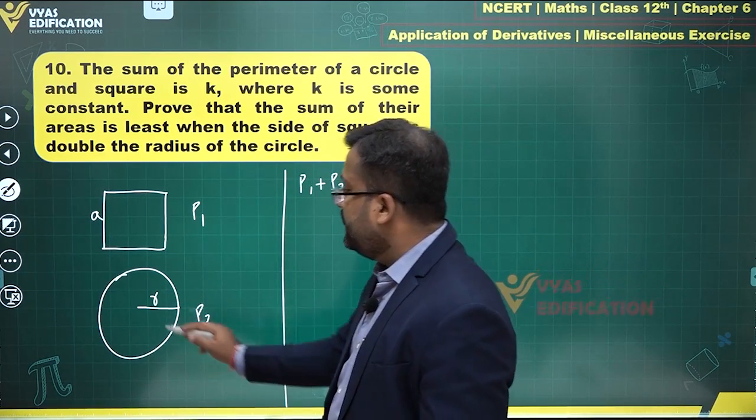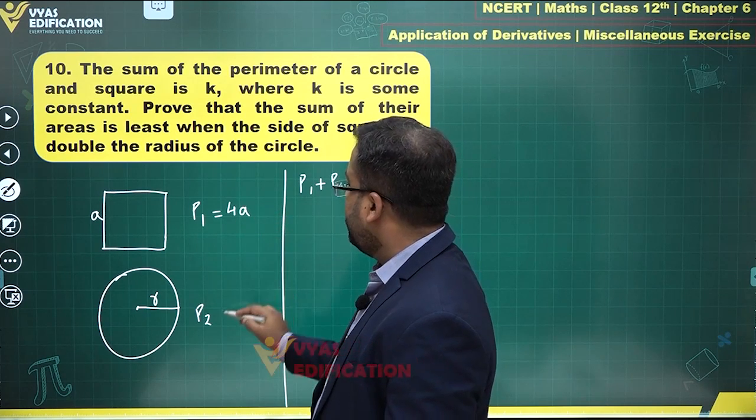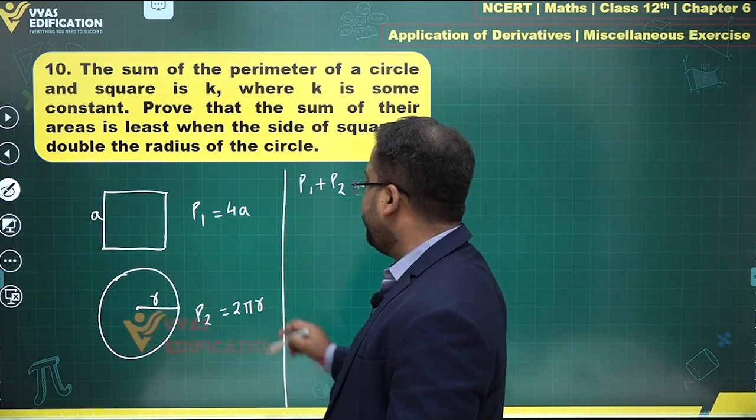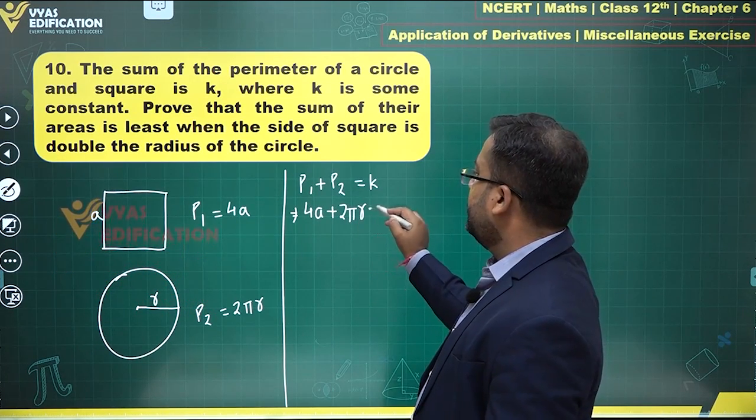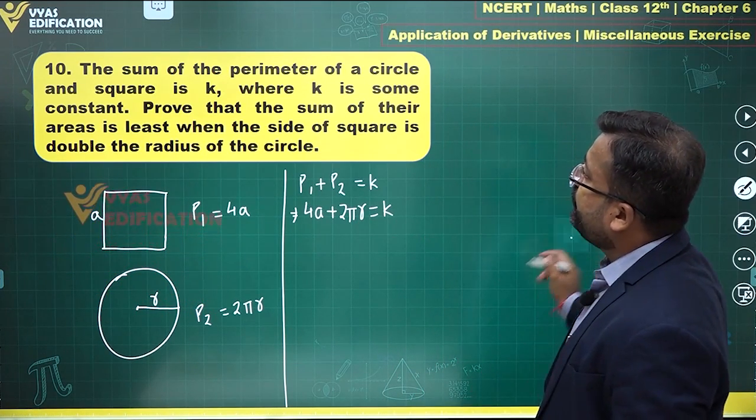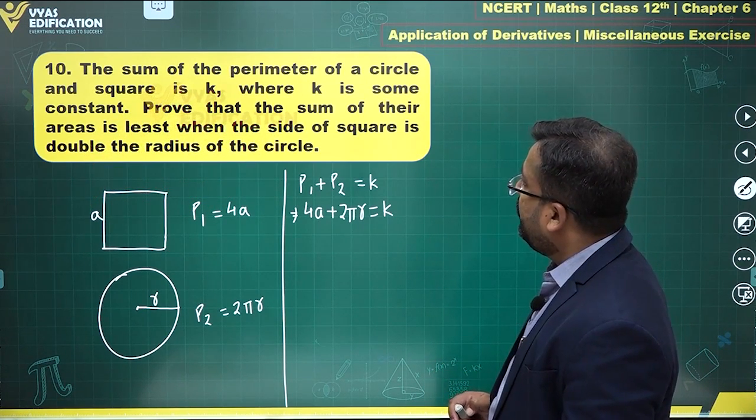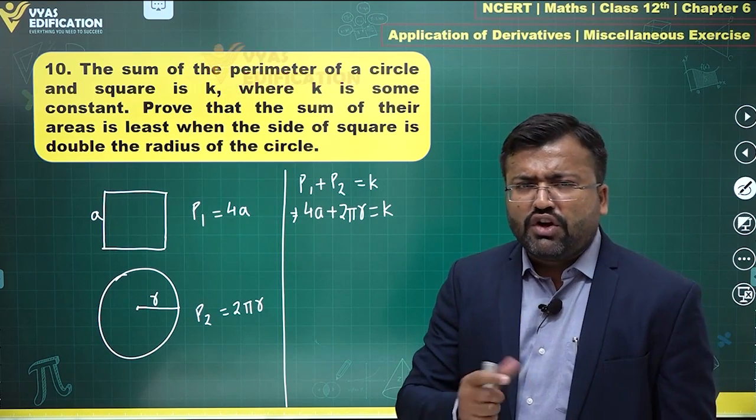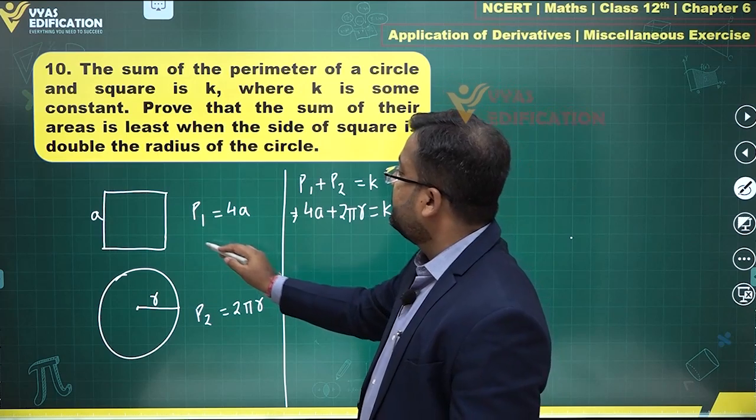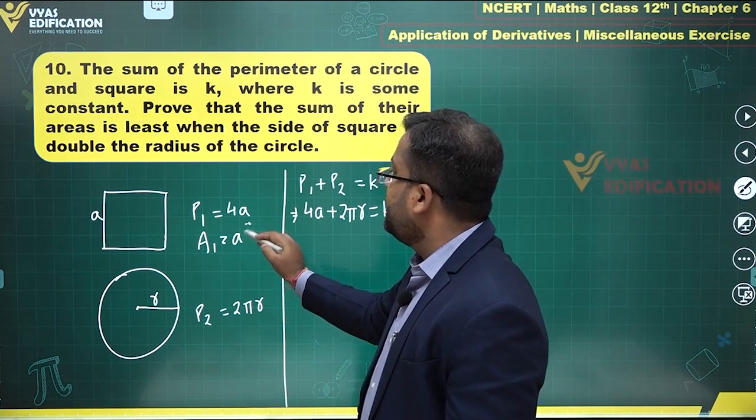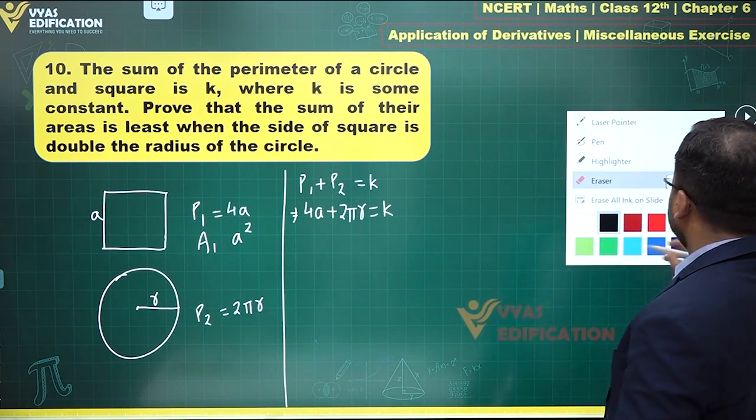I am aware of the perimeters. P1 is 4a, P2 is 2 pi r. So this tells me that 4a plus 2 pi r is equal to k. Now this is something that I know. Next, prove that the sum of their areas is least when the side of the square is double the radius. So we want some relation between side and radius when the sum of their areas is least. This is a1, a square for us.